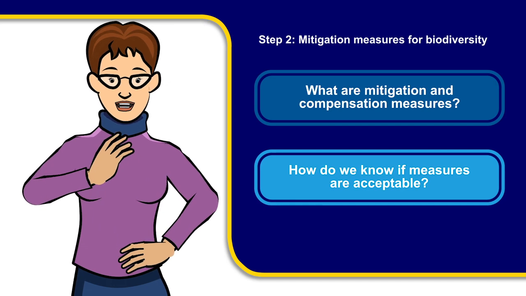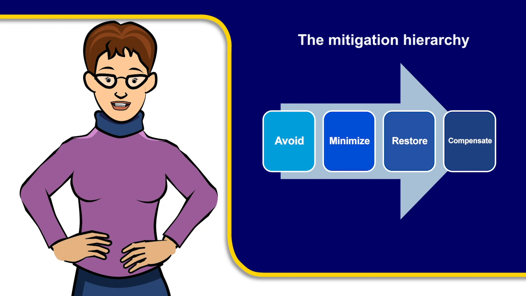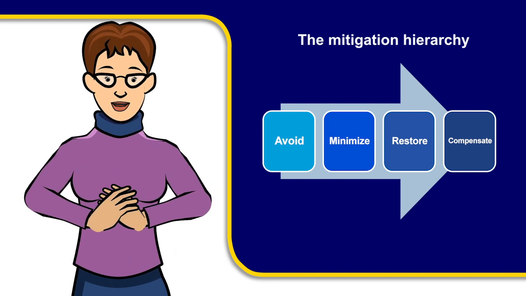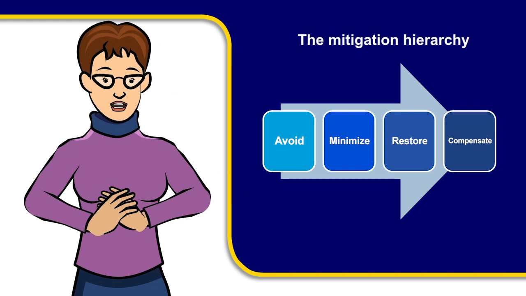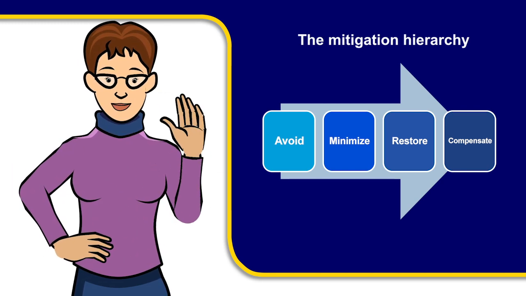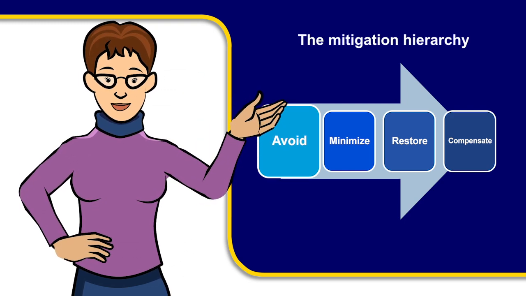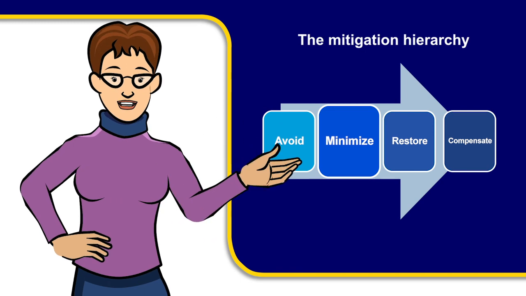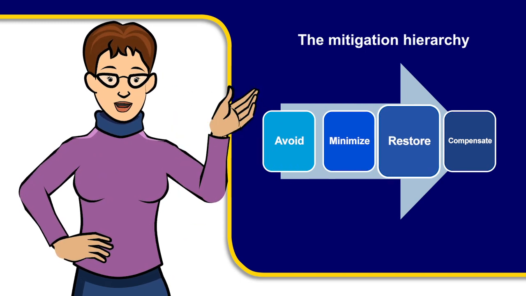The mitigation hierarchy is a useful tool for impact management, including those that affect biodiversity. It uses a hierarchical approach that must be followed for every impact identified to ensure that they are reduced to a minimum. First, an impact should be avoided. If this isn't possible, it must be minimized. If it cannot be minimized completely, any damage must be restored as soon as possible.